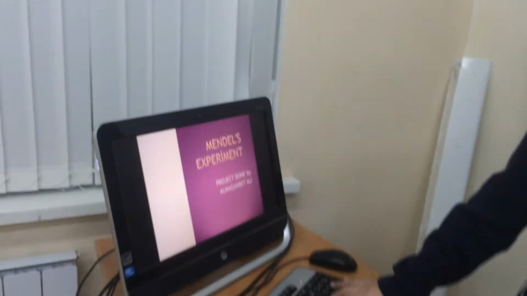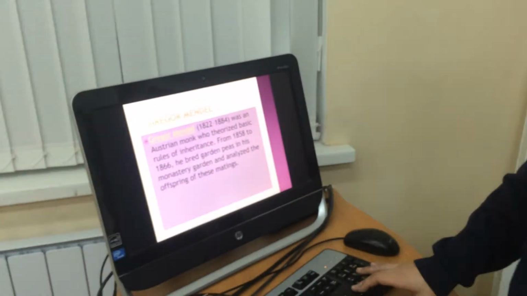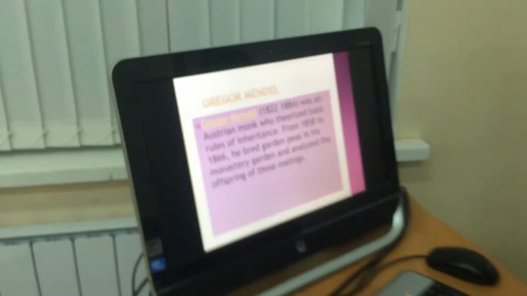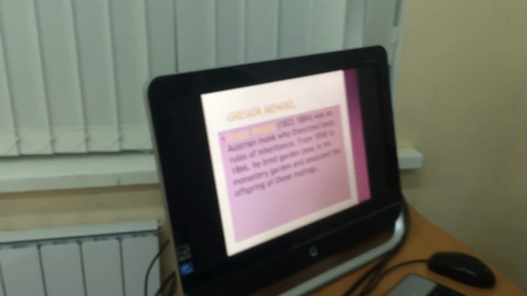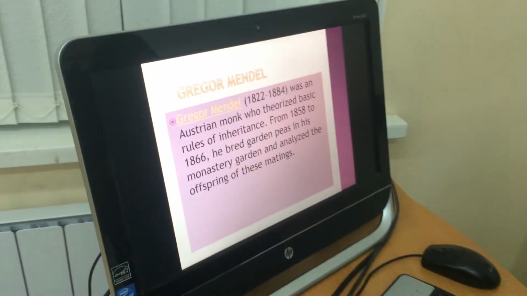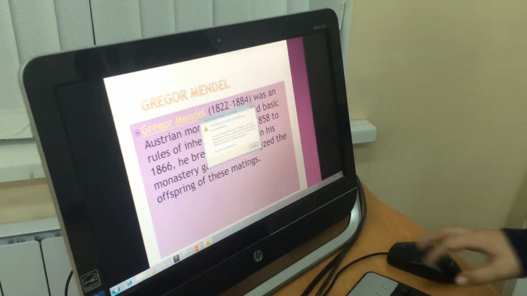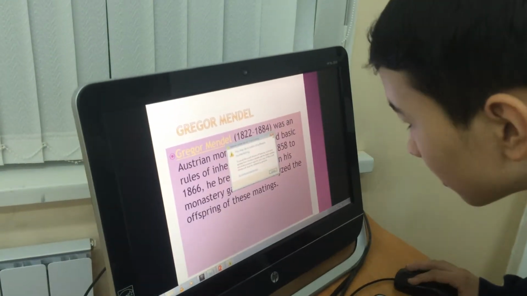Mendel's experiment. Gregor Mendel was an Austrian monk who discovered the basic rules of inheritance. From 1858 to 1866, he bred garden peas in his monastery garden and analyzed the offspring of these matings. How did he do that? He used garden peas.